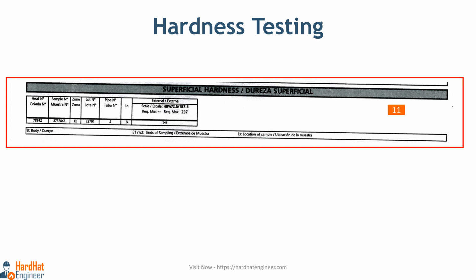Step 11 is verifying the hardness test results. After checking the mechanical and chemical test results, you need to examine the surface hardness of the pipe. In this case, the HBW 2.5/187.5 scale is used, which means a Brinell 2.5 mm tungsten carbide ball is used with a 187.5 kg force load for testing. The maximum acceptable value is 237 Bhn, Brinell hardness number, and the result obtained is 146 Bhn.